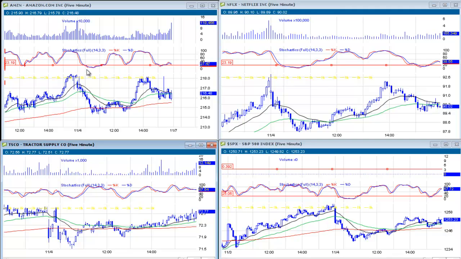So then we watch this. We're watching the full stochastics 14, 3, 3, and you can see that sometimes they have a nice wave to it. Now Amazon is a good stock to day trade. There's a lot of day traders in there, and you can see each time.